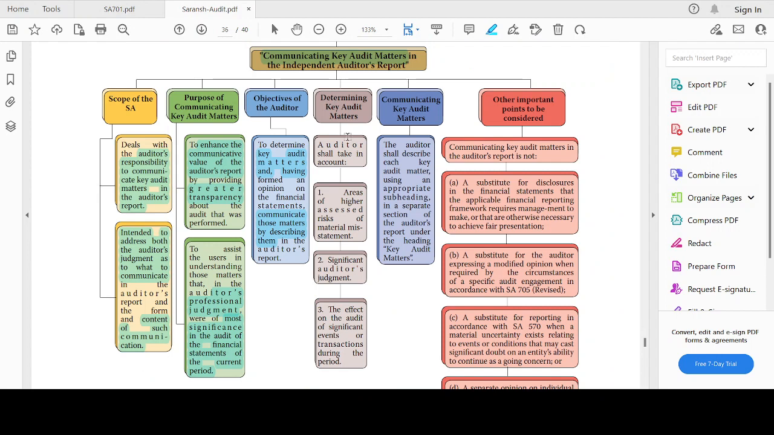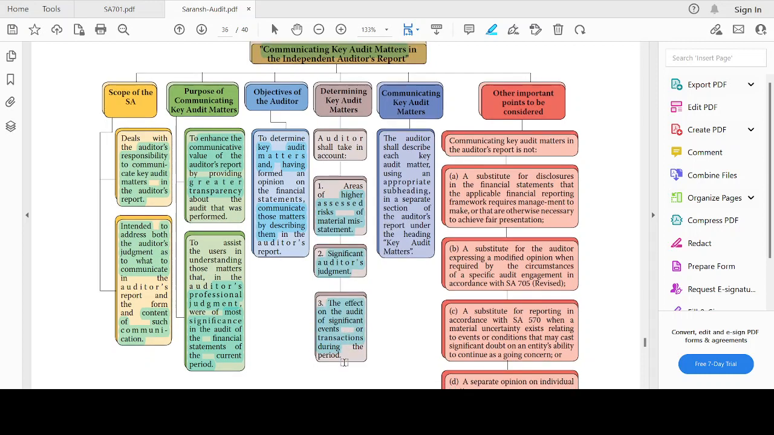Okay, let's revise. The auditor shall take into account areas of higher assessed risk of material misstatement, significant auditor's judgment, and the effect on the audit of significant events or transactions that occur during the current period.